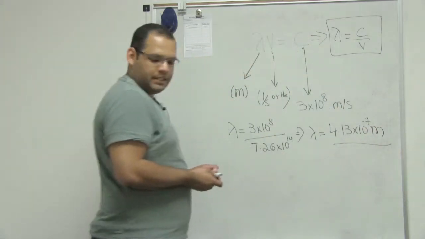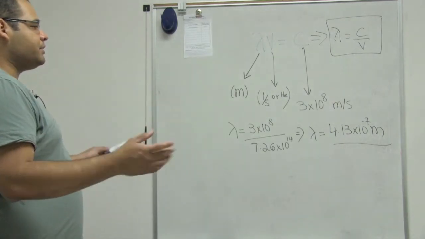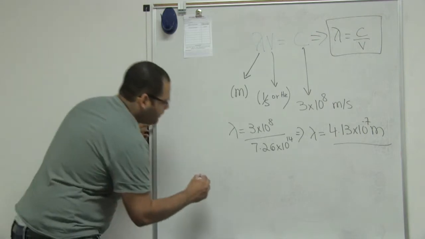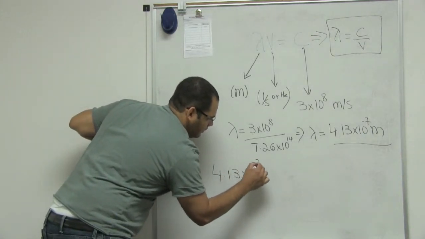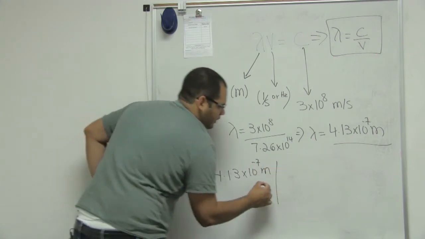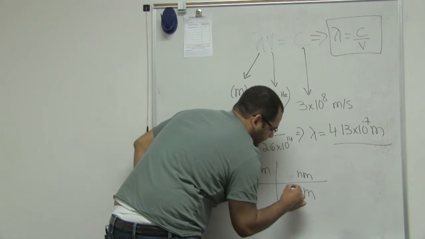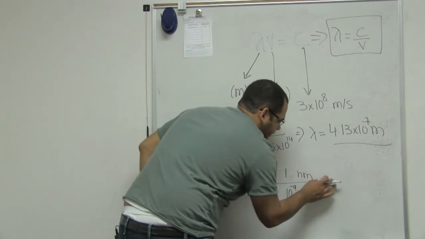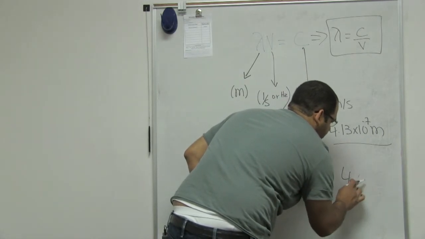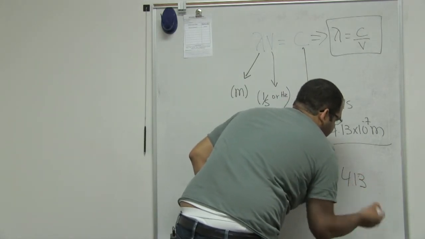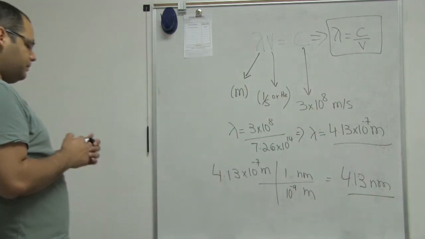However, the question says, what is the wavelength of light in nanometers? I have meters, so I do the conversion. And I go from meters to nanometers. And this would be 413 nanometers as my final answer.